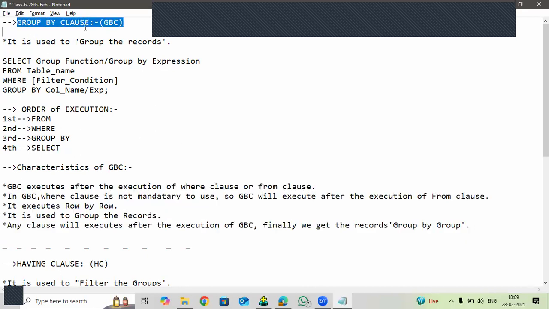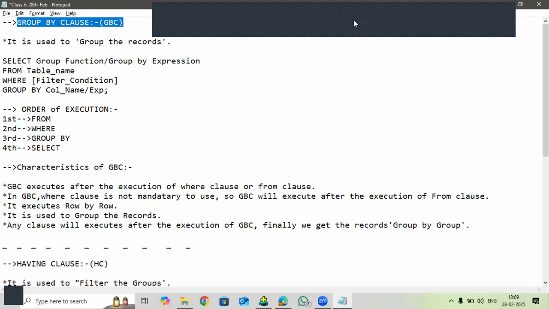So make a heading, group by clause, and start writing a few queries. Write a query to display number of employees.